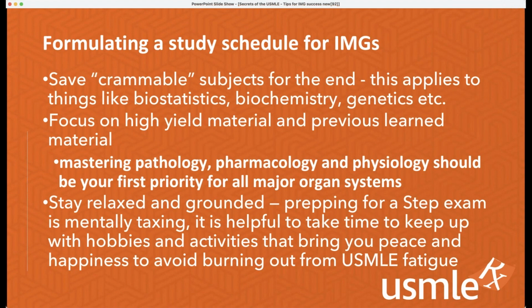When we go to the next slide: save things that are crammable for the very end. I work with students all the time, and I tell them, please, things like biostats, biochemistry, genetics, things that you can cram and memorize, save those towards the end. The high-yield materials that you'll need to see success on these tests are pathology, pharmacology, and physiology. Having a solid background in these topics will pay huge dividends if you know why things work the way they work and how they interact with each other.